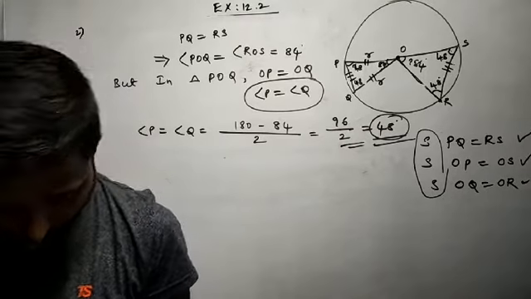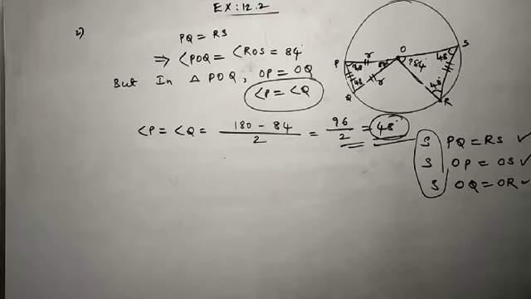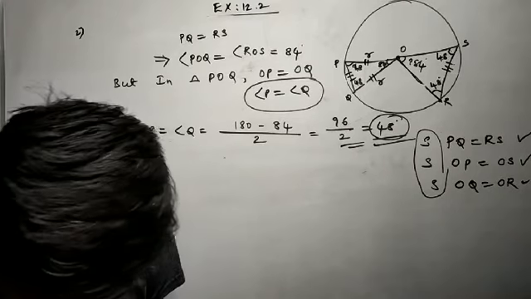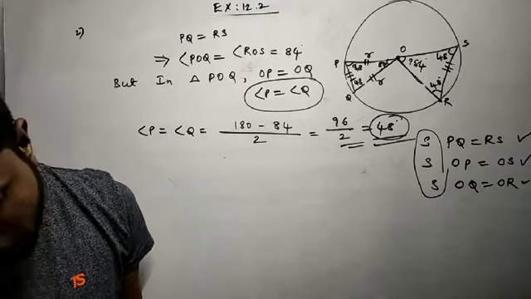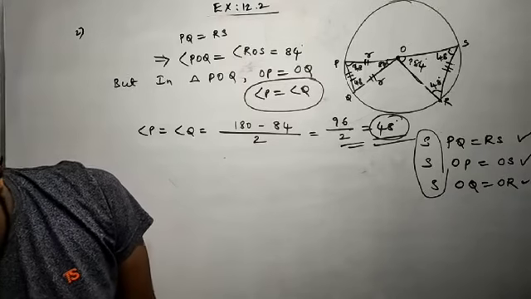Next, third question. In the figure, PR and QS are diameters. Then show that PQ is equal to RS.